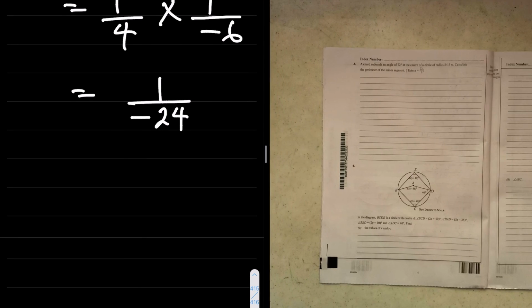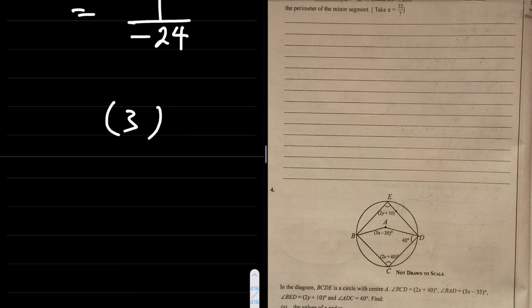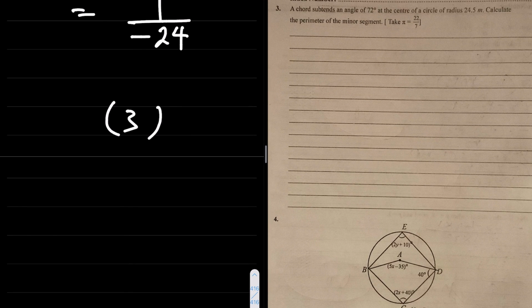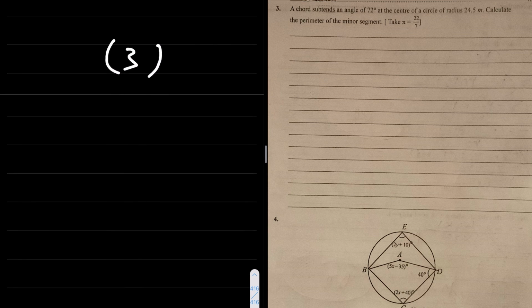And now straight we go to the next, which is number 3. Okay, 3 is just one question. Now, a chord subtends an angle of 72 degrees at the center of a circle of radius 24.5 meters. Calculate the perimeter of the minor segment.